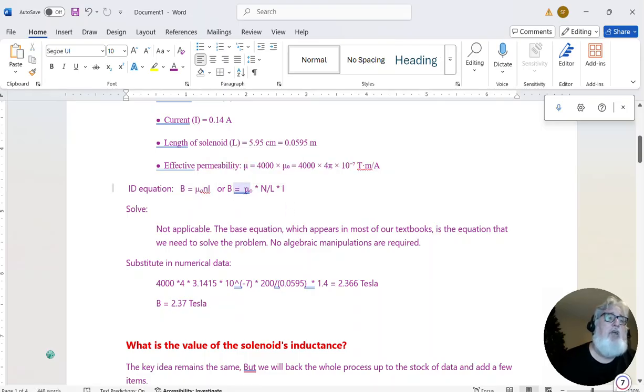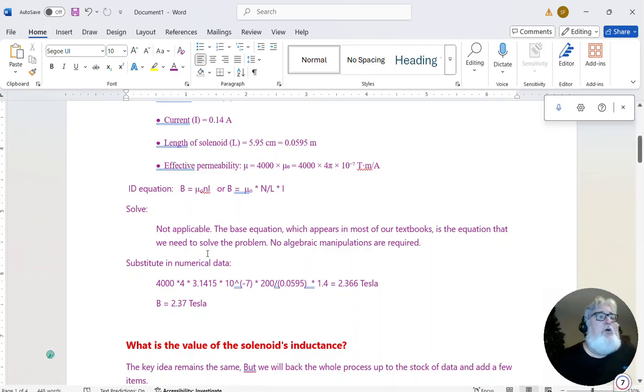Notice that I have not gone ahead and put in 4,000 times this. Under solve, not applicable. The base equation, which appears in most of our textbooks, is one of those that you would start with. The equation that you start with is the one you're actually going to calculate with. So for under solve, we just put down not applicable.